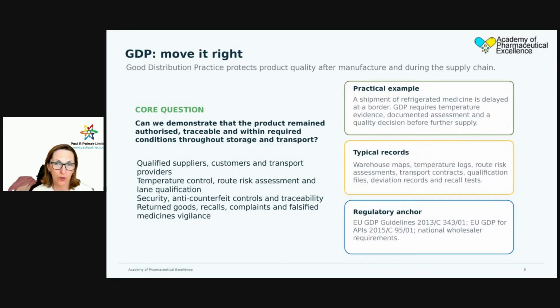So the core GDP question here should be, can we demonstrate that the product remained authorized, traceable, and within required conditions throughout the storage and transport?